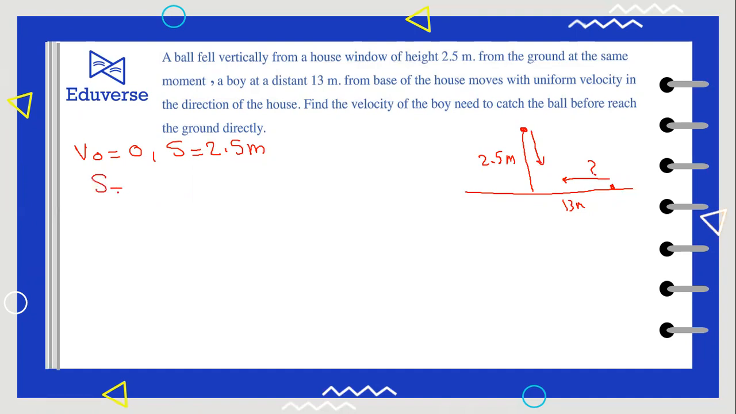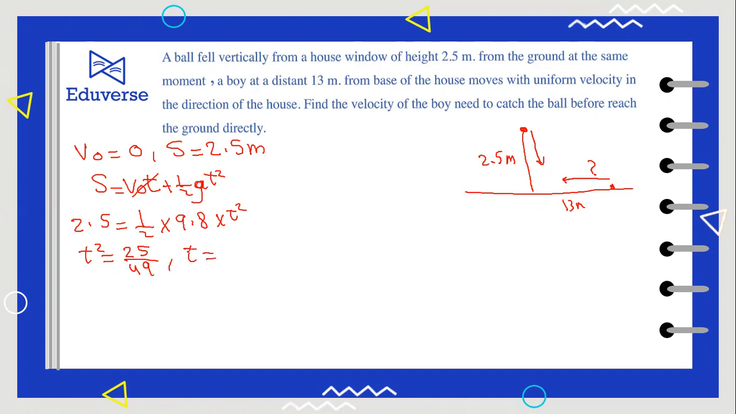I have S equals v naught t plus half a t square, half g. Here, depending on gravity, it's a vertical motion. Distance is 2.5, v naught equals 0, I can cancel it. Half multiplied by 9.8 multiplied by time square. Then time square will be 25 over 49, and taking the root of this value, time will be 5 over 7. That's the time to reach the ground.